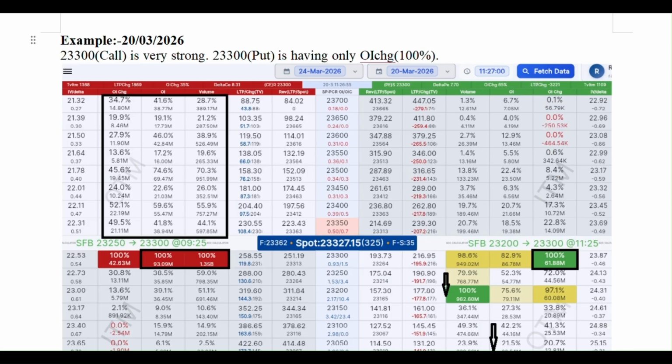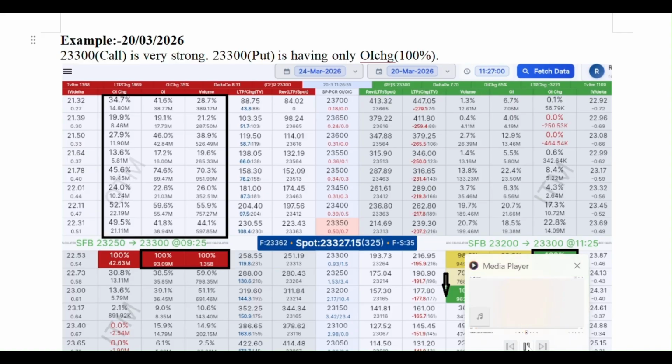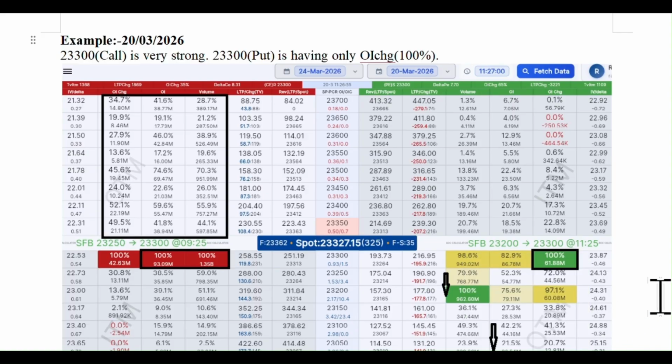Now let's analyze another real market example from 20th March 2026 to understand how to identify a top reversal setup. The first thing we notice is that the 23,300 call strike is a very strong resistance level. The call side has strong participation from option writers, indicating that institutions are defending this strike.